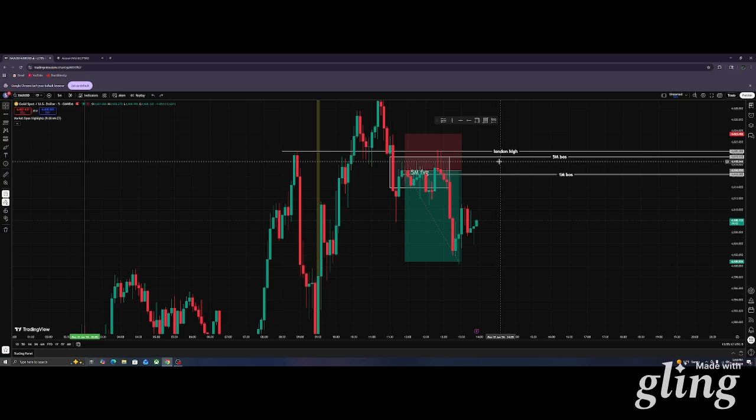And what happened was we had a liquidity sweep, structure, confirmation, and then we took a trade.